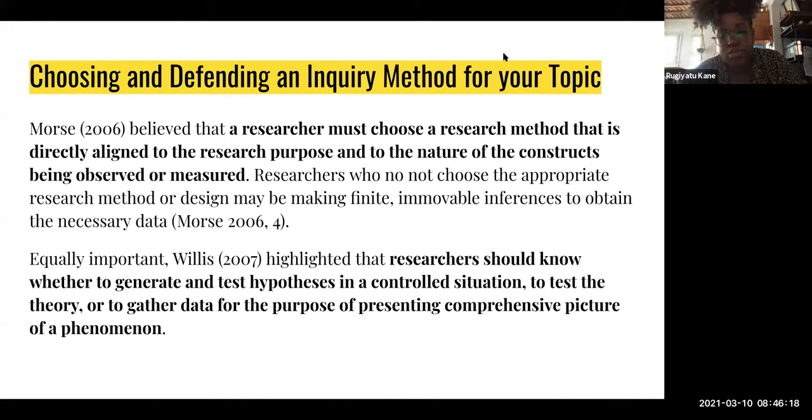Equally important, researchers, which you are, should be able to generate or test hypotheses in either controlled situations or by testing theories in order to gather data, which will have the overall purpose of presenting a picture of a phenomenon. Now, what does that mean? Everyone doesn't have to have a hypothesis, and everyone doesn't have to do research in a controlled environment. However, you should understand what the different implications of your research choices are in order for you to be able to paint that picture of your research or to have that comprehension of a phenomenon.